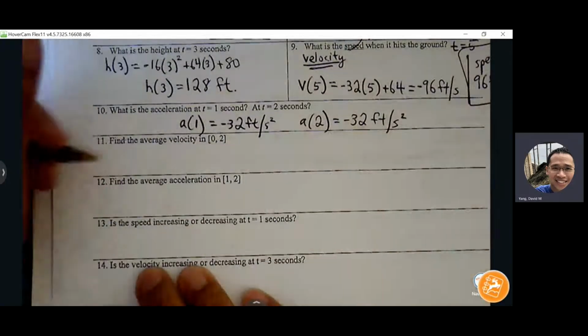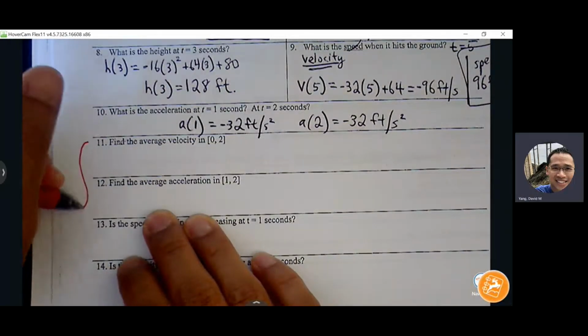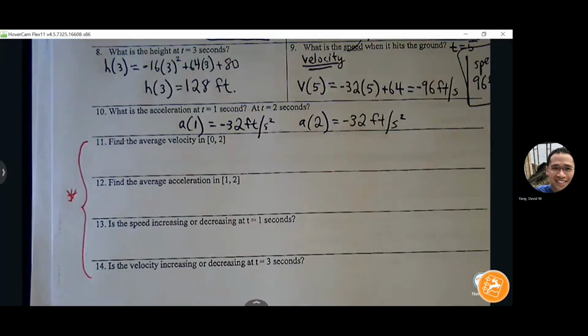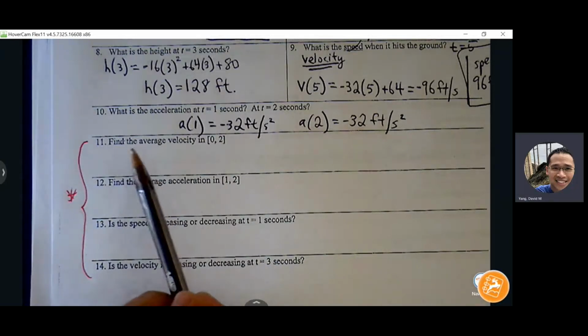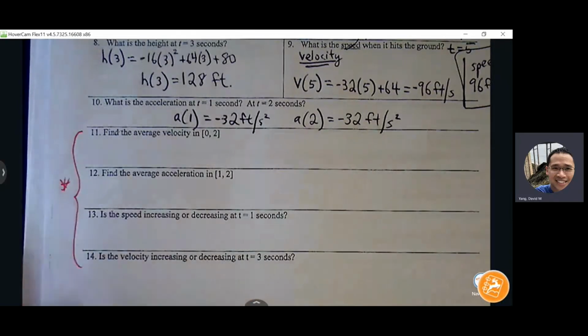Okay, put a star next to 11 through 14 because these are the ones that give us the most trouble here, especially 11 and 12. So let me just do number 11 real quick, and then we'll stop.